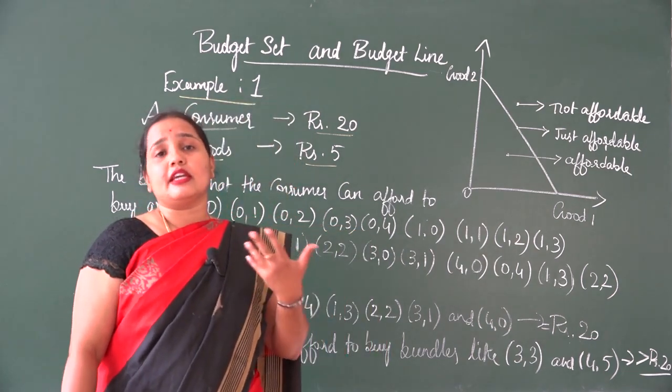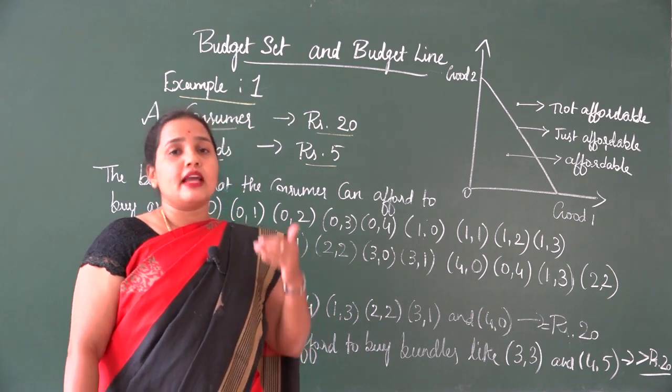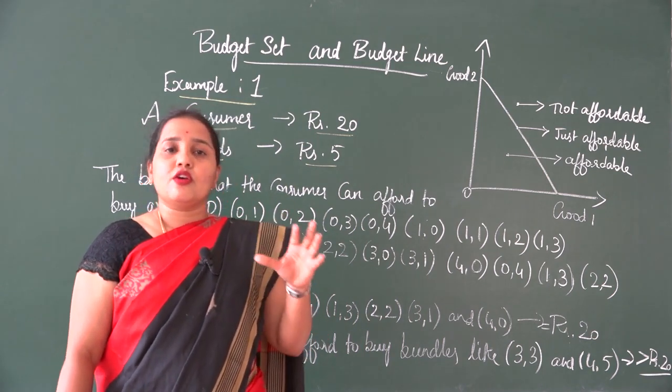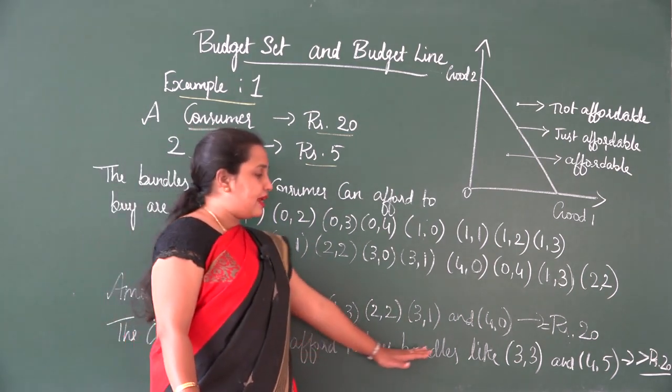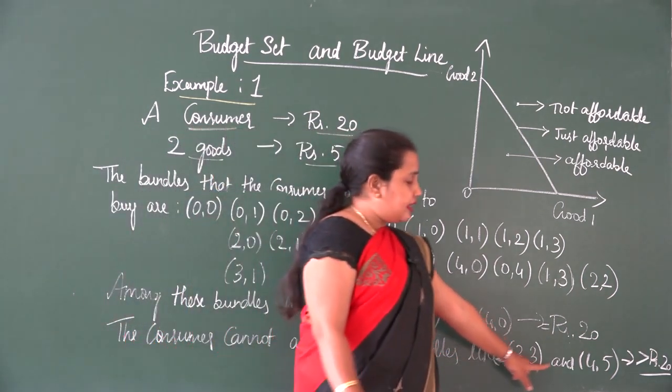Which bundles can he not afford to buy? There are certain bundles which he cannot afford to buy. Those are the bundles like 3, 3 and 4, 5.